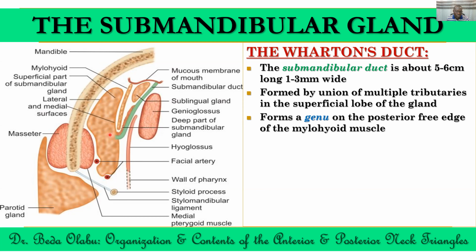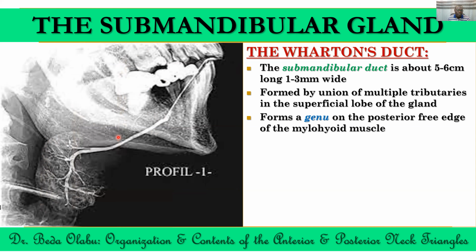After the duct has been formed, it usually turns behind the mylohyoid muscle, and that turn is what we call the genu of Wharton's duct. So this is the genu, or the turn. In a sialogram image, that will be visualized as well. So this is a sialogram image of the submandibular duct and gland. This is the gland. We can see multiple tributaries joining from the superficial lobe to form the duct. And so this is the genu.